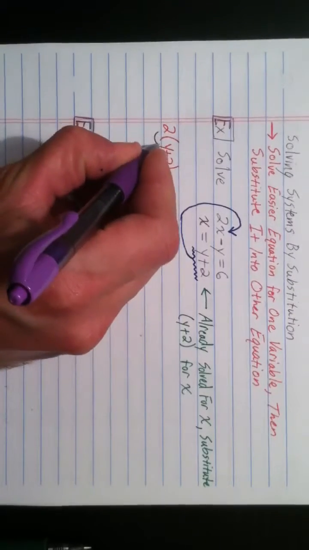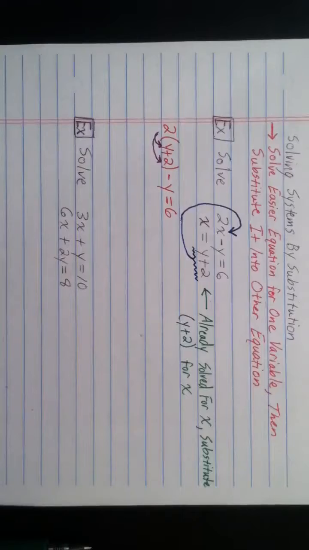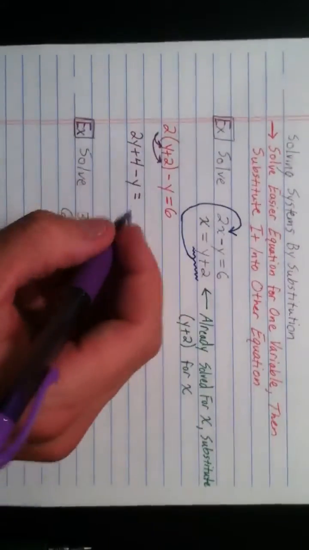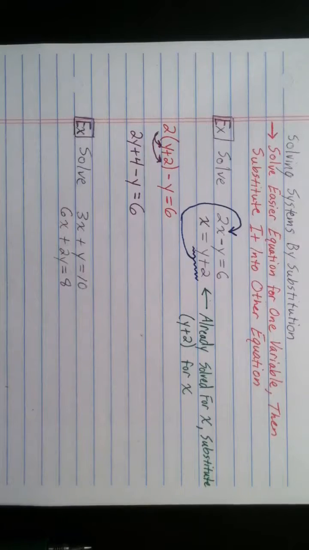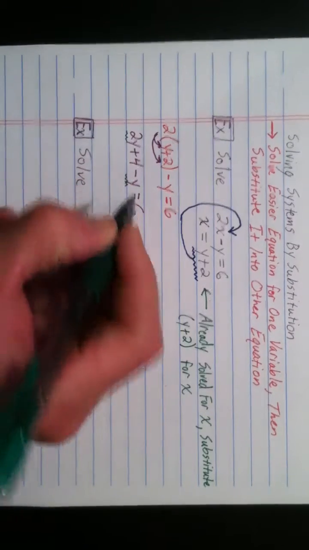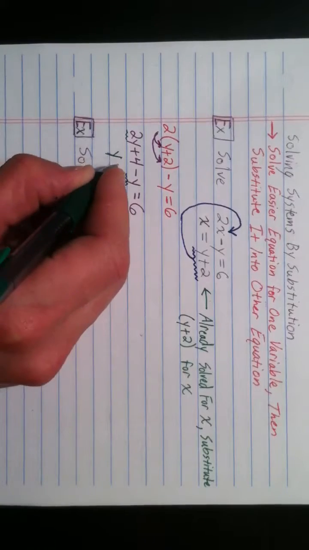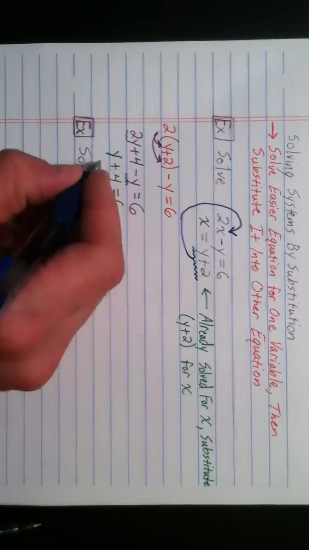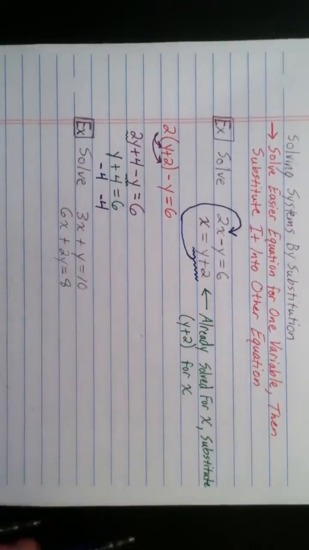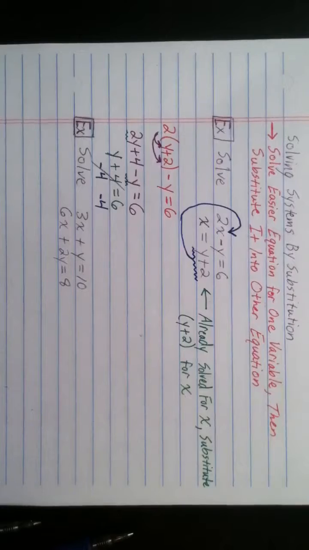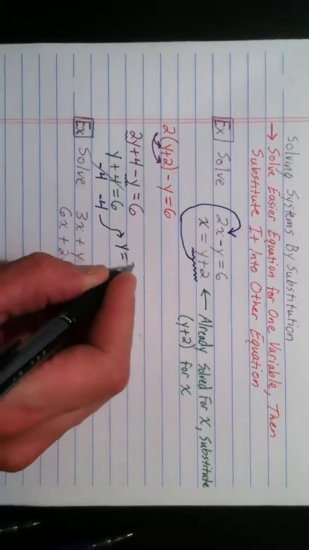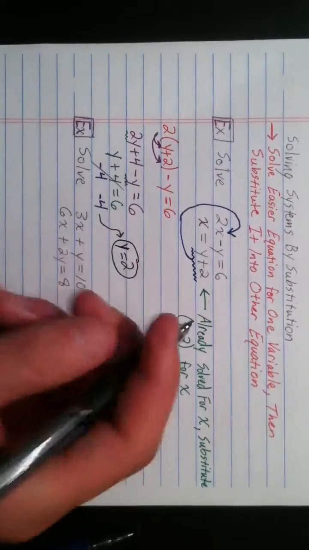So here the 2 we would have to distribute into this y plus 2 term. That's why I kept the y plus 2 in parentheses. So that's going to give us 2y plus 4 minus y equals 6. Combining our like terms, 2y here minus a single y leaves us with a single y, and we'd have y plus 4 equals 6, and then just subtract 4 from both sides. So the 4's cancel. 6 minus 4 gives us 2. So we get y equals 2 when we solve that equation for y.